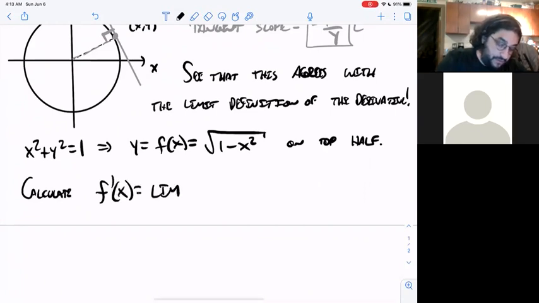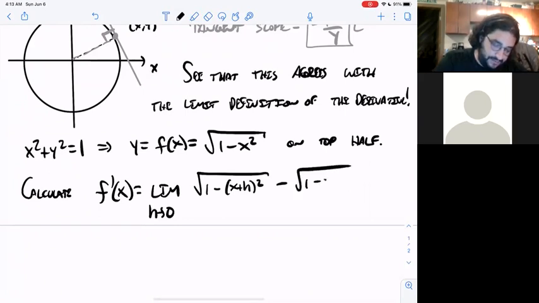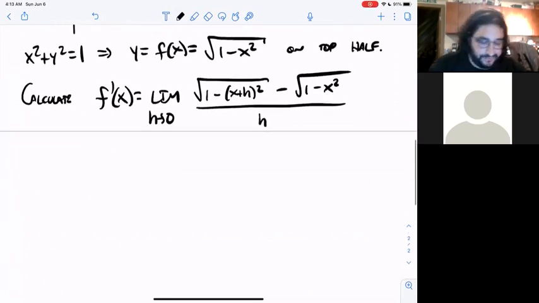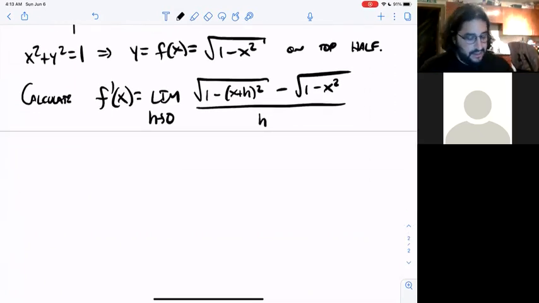So let's see what we get. We have the limit as h goes to 0 of what? Well, we have f of x plus h minus f of x over h. Right? Now, this limit, you cannot evaluate this by just plugging in h.